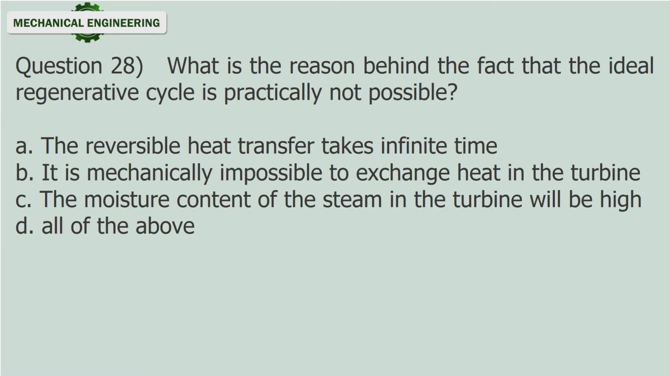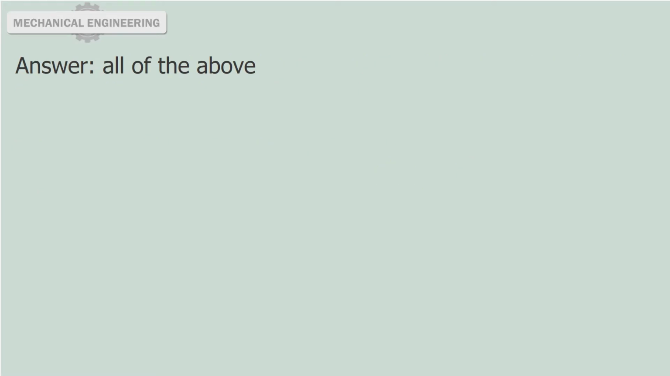Question 28. What is the reason behind the fact that the ideal regenerative cycle is practically not possible? A. The reversible heat transfer takes infinite time. B. It is mechanically impossible to exchange heat in the turbine. C. The moisture content of the steam in the turbine will be high. D. All of the above. Answer: all of the above.